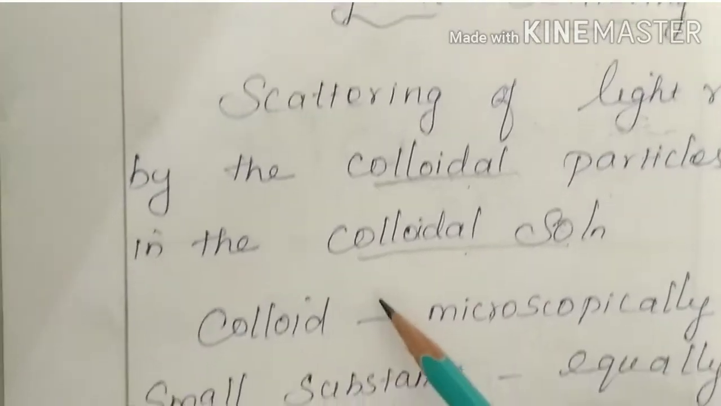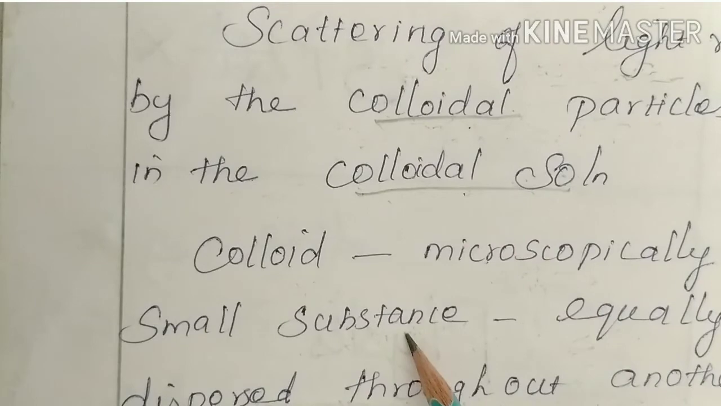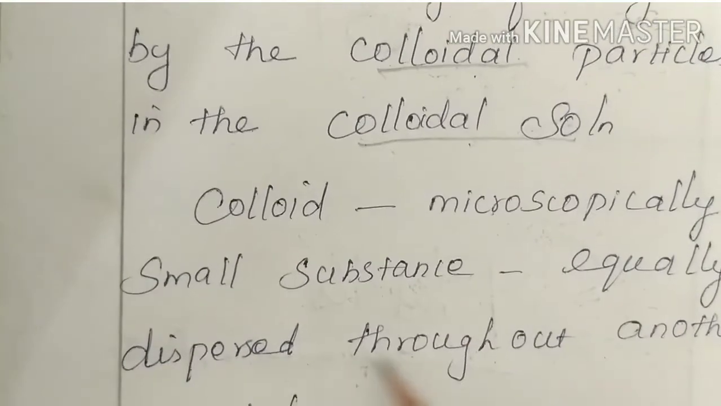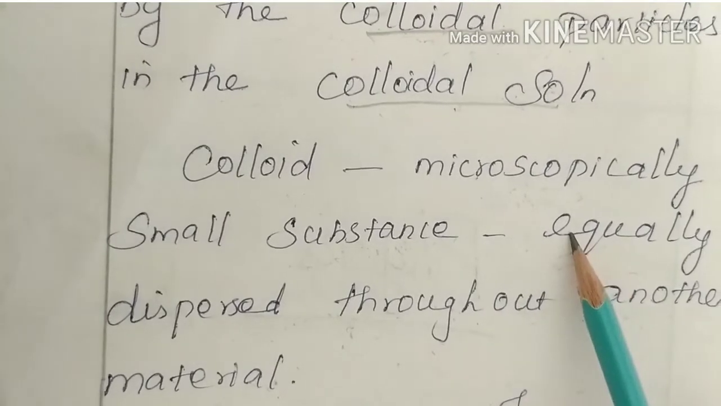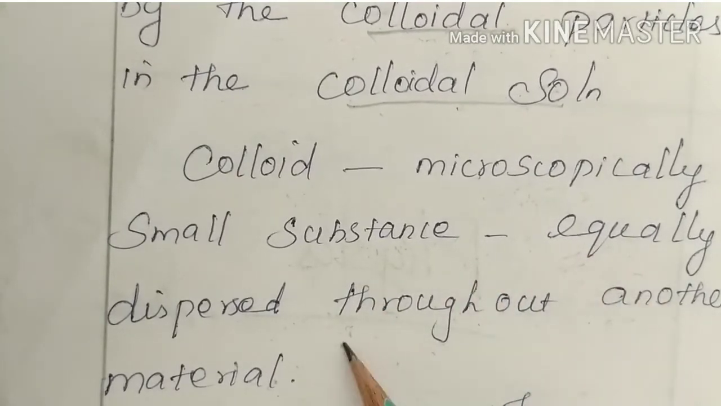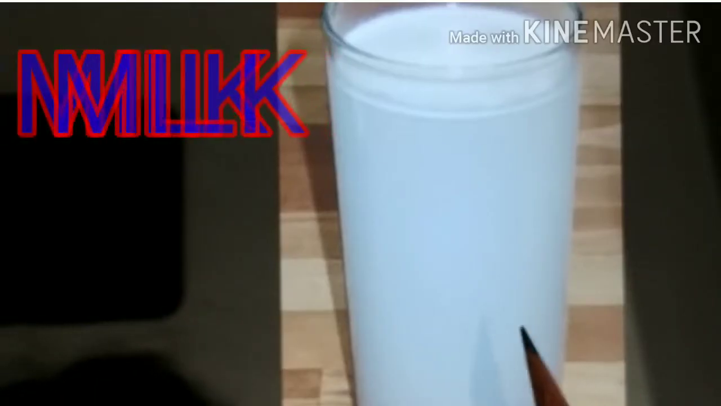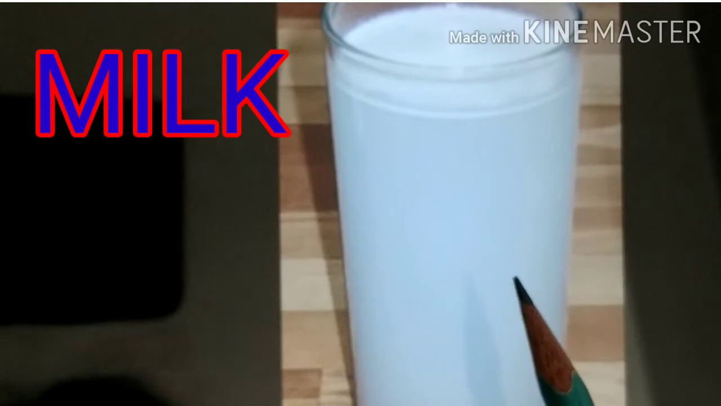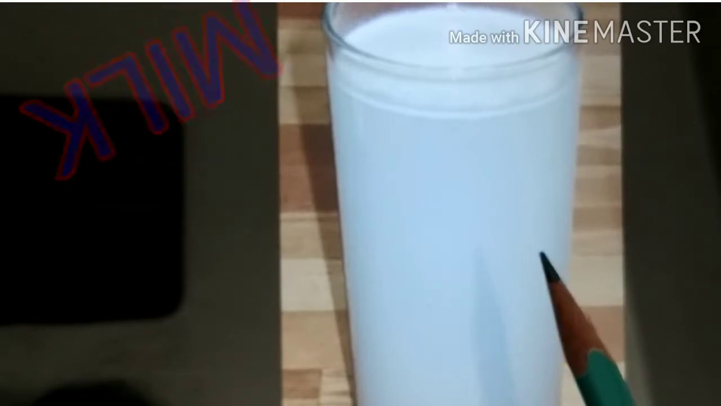What do you mean by colloidal particles? A colloid is a microscopically small substance equally dispersed throughout another material. For example, milk is an example of a colloidal solution. See here, milk contains calcium, vitamins, minerals, but it is equally dispersed throughout all the material. So this is an example of a colloidal solution.